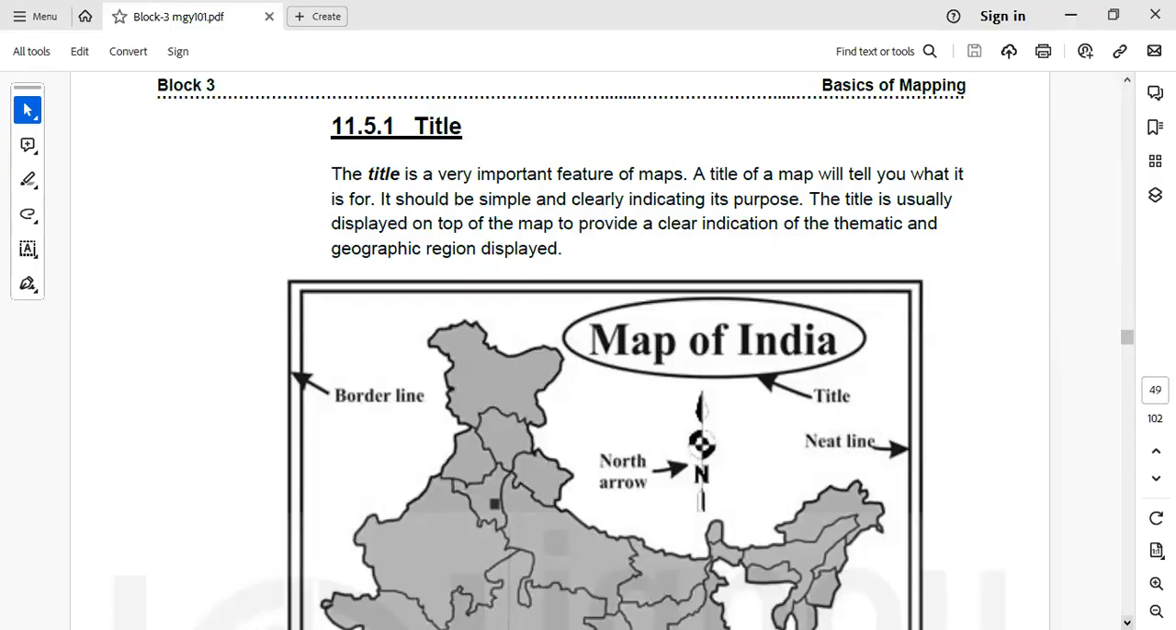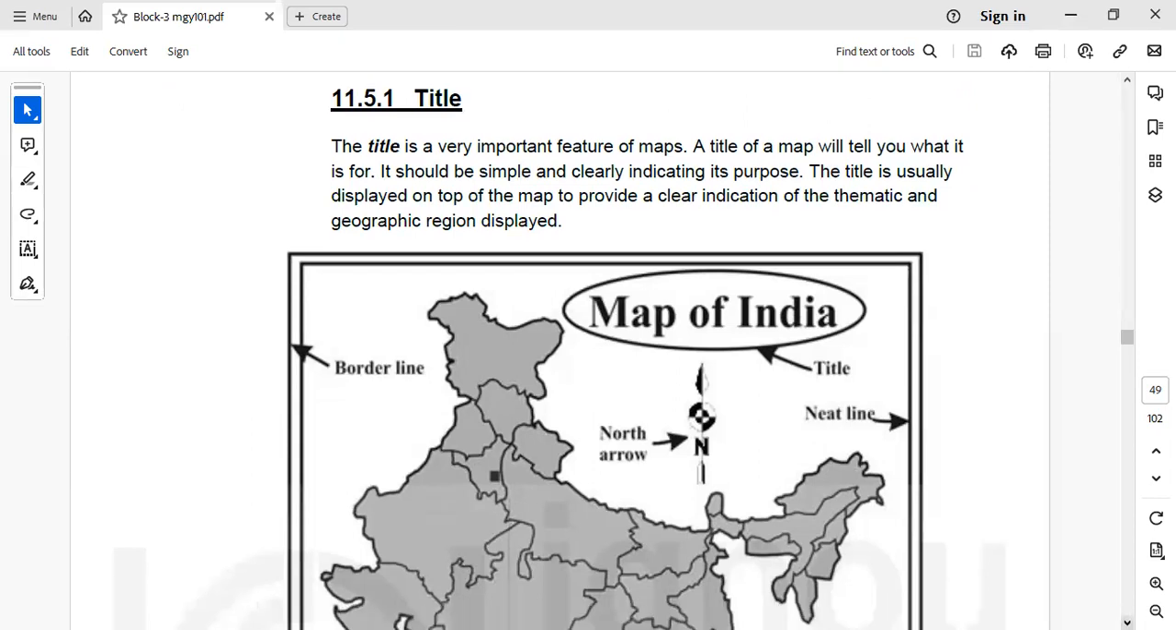So generally, the title should be simple and clearly indicate its purpose. The title is usually displayed on the top of the map to provide a clear indication of the thematics and geographic region displayed by the map.